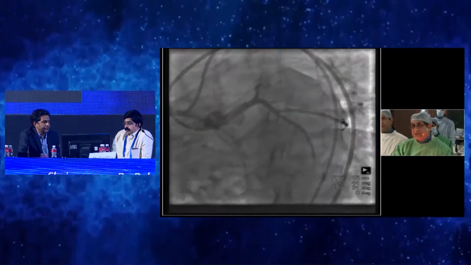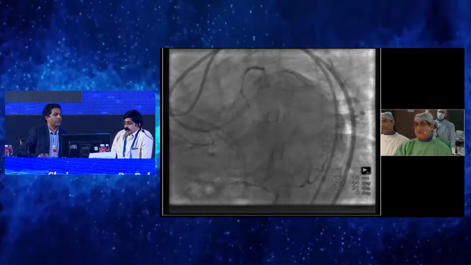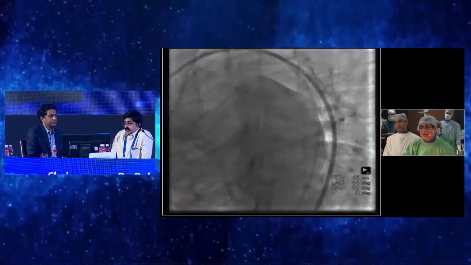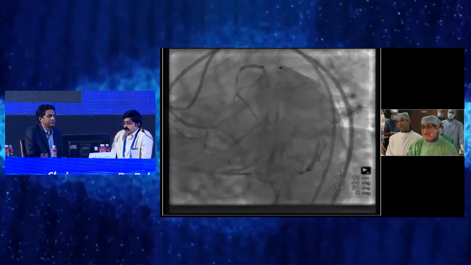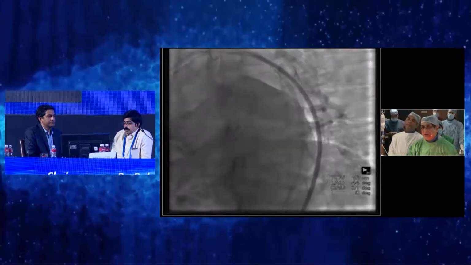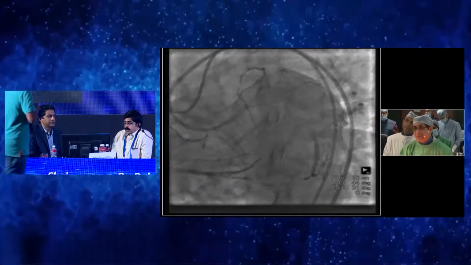This is the view that I decided on. There are two things. One is you have to go into the LAD, and then what you hope is that you lodge your microcatheter just at that nipple, after which advancing the wire becomes much easier. So next one.